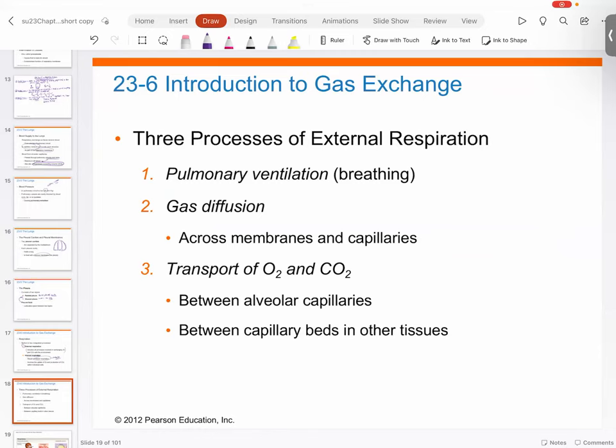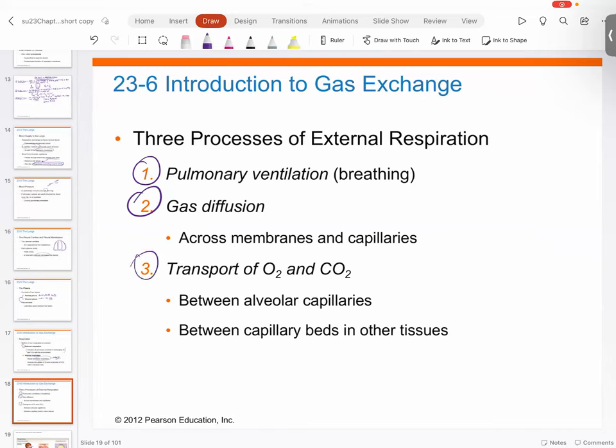So let's take a look at the pieces of the external respiration. That's basically what we do, breathe, right? The breathing mechanism. So first of all, you've got pulmonary ventilation, which is breathing. We're going to take a look at that here in just a second. So the first thing you have to do is breathe, right? That's inhalation and exhalation, or inspiration, expiration. And then once you breathe, you have to do gas exchange, right? So this is going across those respiratory membranes and those capillaries. So that's another piece. And then you have to transport.